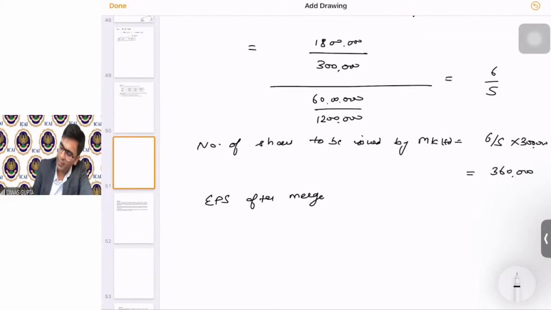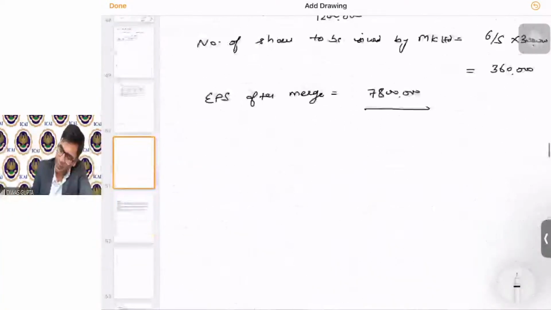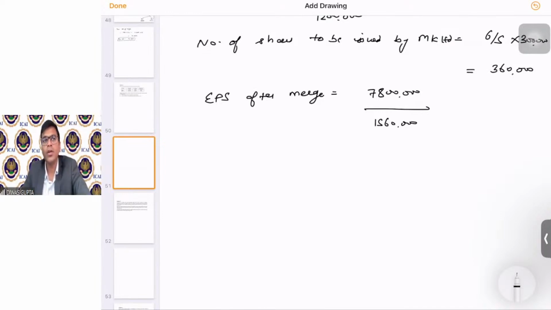And EPS after merger will become 78 lakhs were the profits, right? Divided by 15,60,000, which is 12 lakh of the existing equity shares and 3,60,000 are the new equity shares. So this is 5, right? EPS becomes 5.